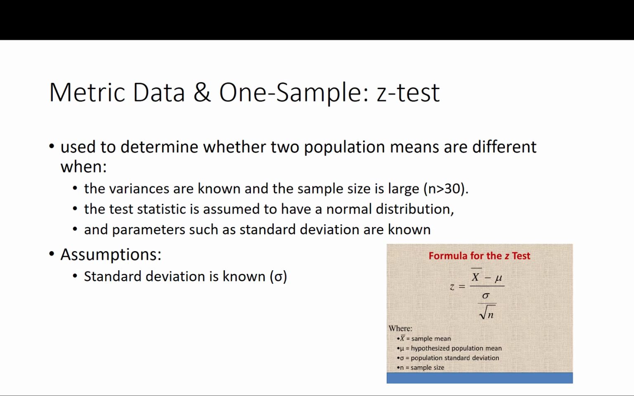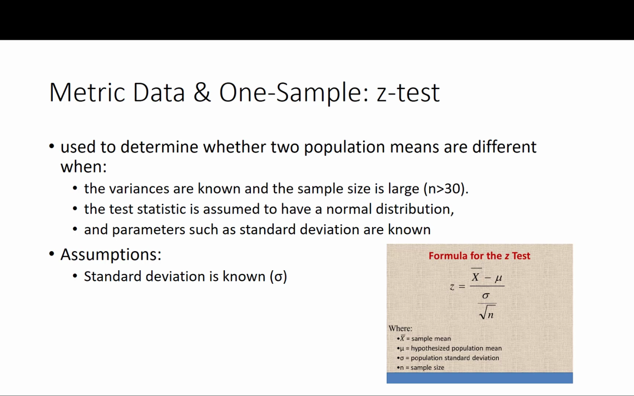This is used to determine whether two population means are different when the variances are known and the sample size is large. So we're dealing with the sample size being greater than 30. The test statistic is assumed to have a normal distribution and parameters such as standard deviation are known. So the assumption within the z-test is that you know what the standard deviation is.